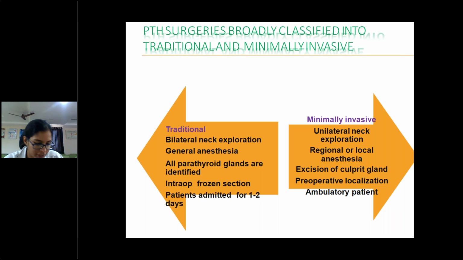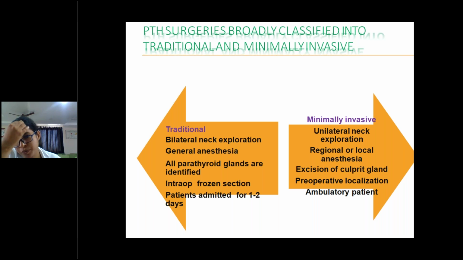Surgeries, these are the traditional. Traditional means bilateral neck exploration. There will be a very big scar from the anterior border of the sternocleidomastoid on the right side to the anterior sternocleidomastoid on the left side. A very big incision, and general anesthesia.